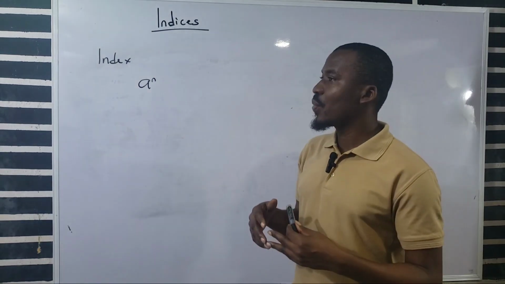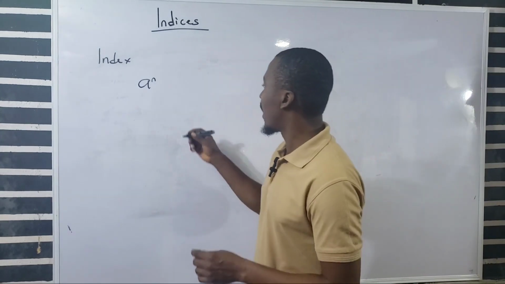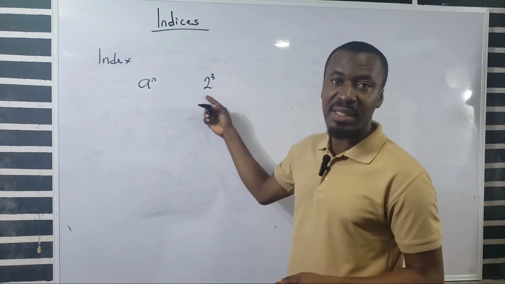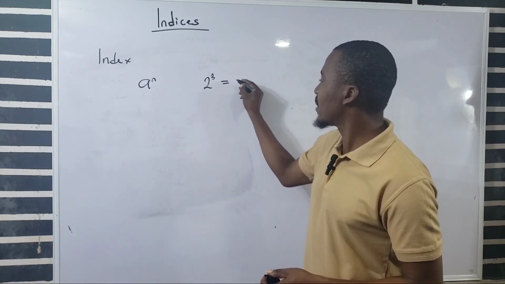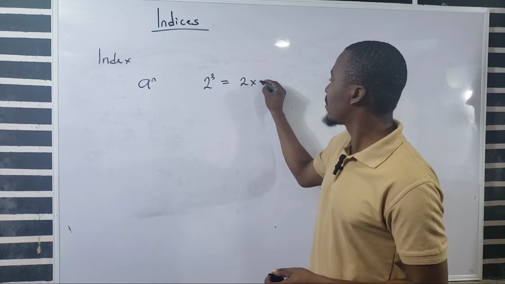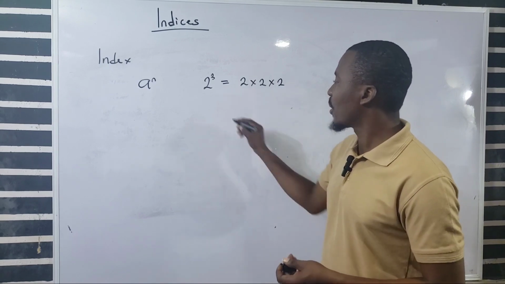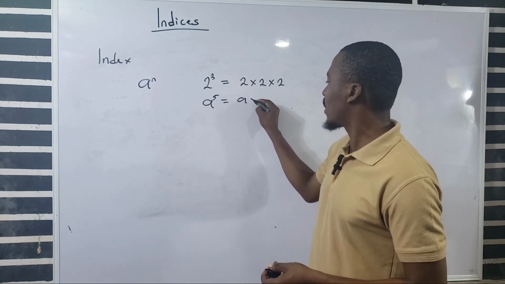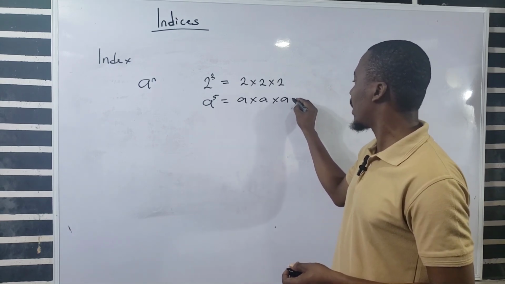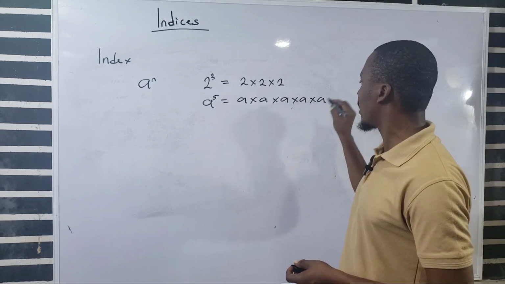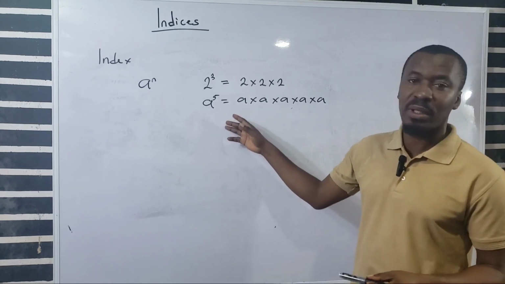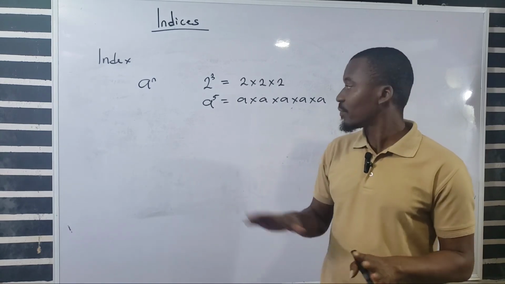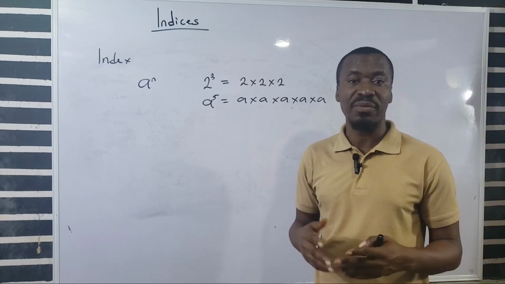Now, we are going to explore when we put a number in a particular index. Let's say, for example, 2 raised to power 3. What does this mean? 2 raised to power 3 simply means that we have 2 times 2 times 2. So if I have a raised to power 5, that will give me a times a times a times a times a. Okay, so this is basically what the index or the indices mean. Now we have gotten the concept of indices.